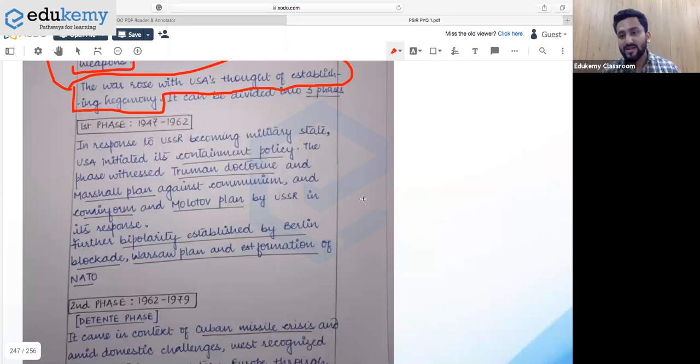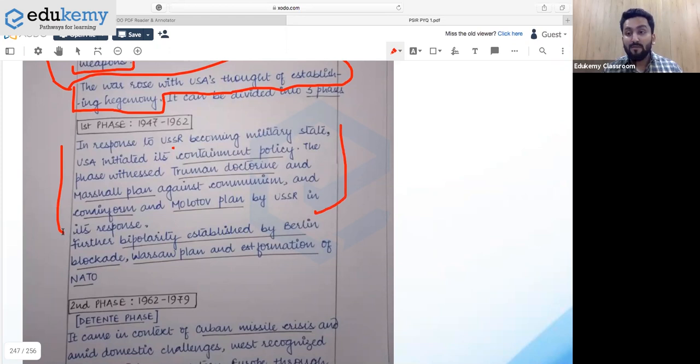1947 to 1962. This was the first phase. In response to USSR becoming military state, USA initiated its containment policy. The phase witnessed Truman Doctrine and Marshall Plan against communist and Comintern and Molotov Plan by USSR in its response. So this is what was happening there.